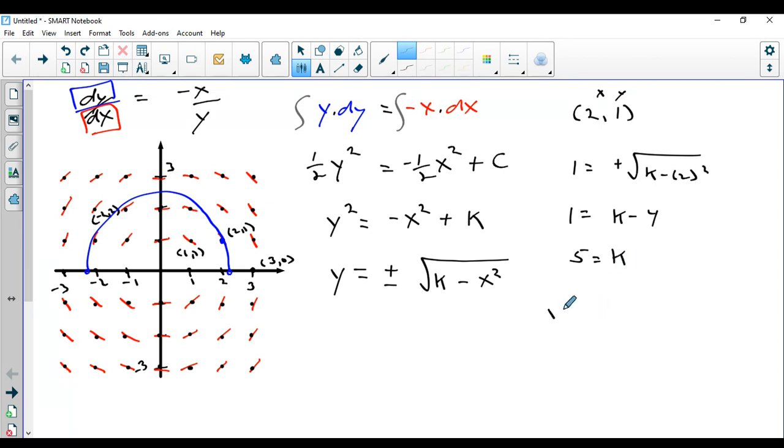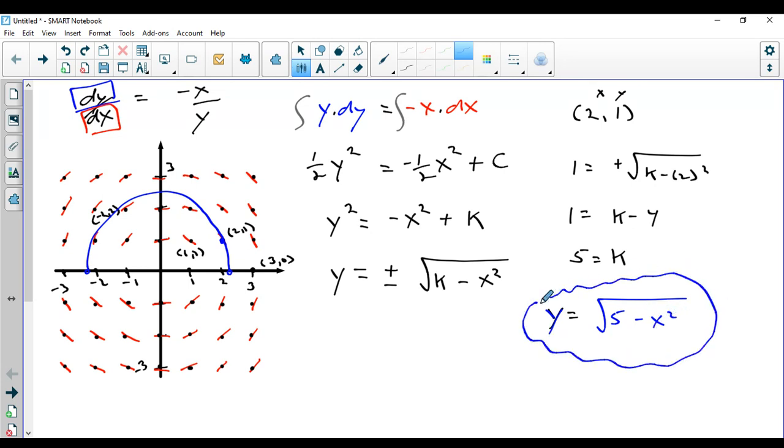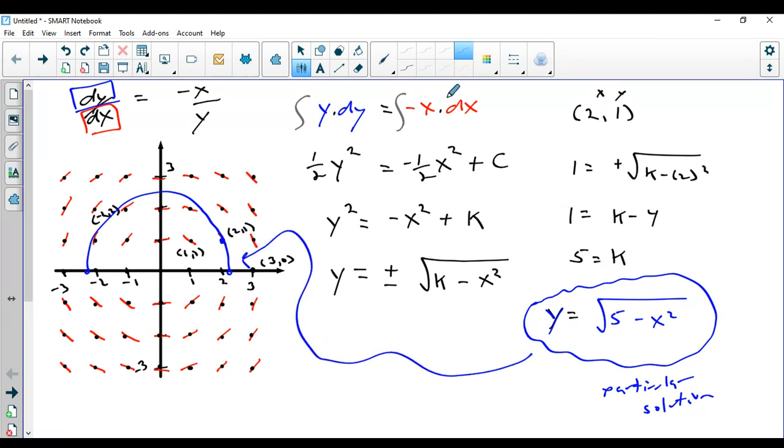Put it all together. Y equals, in fact, why don't I do this in blue? Y equals the positive, and I'm not going to emphasize the positive by putting positive. I'm just going to say principal square root of 5 minus k squared. All right, this would be your particular solution that we actually sketched, right? This is right there. That's the particular solution.